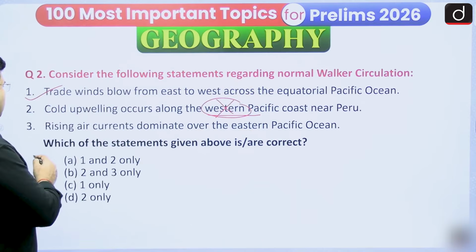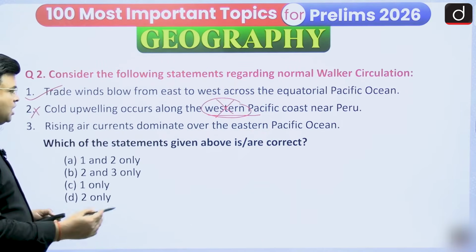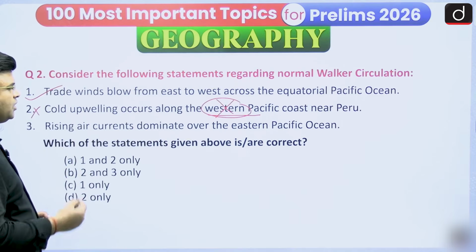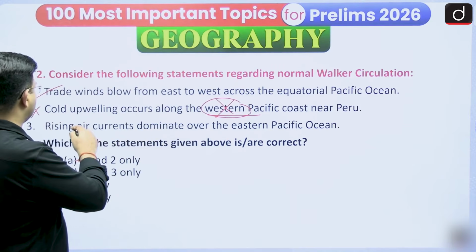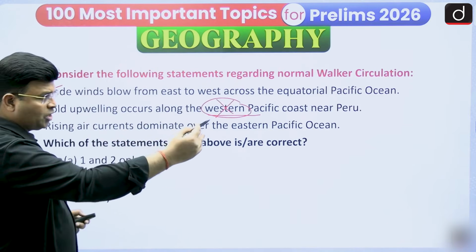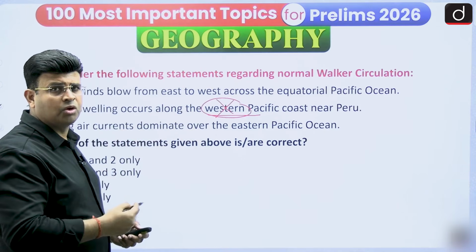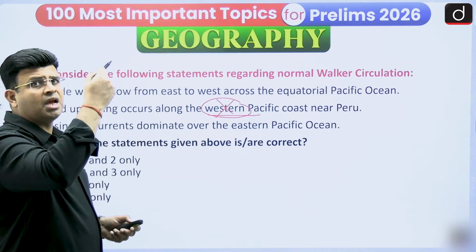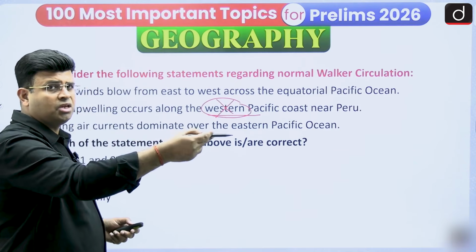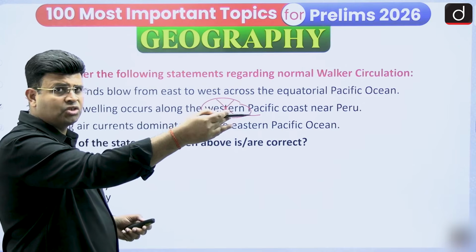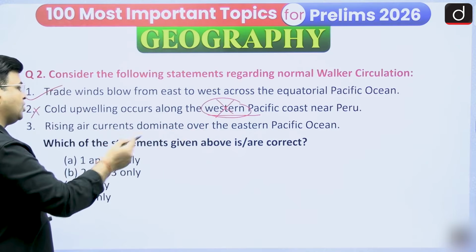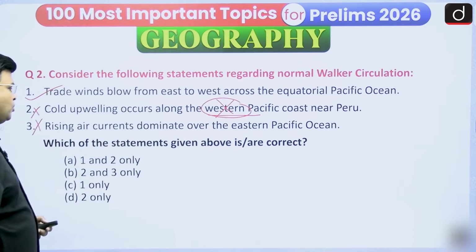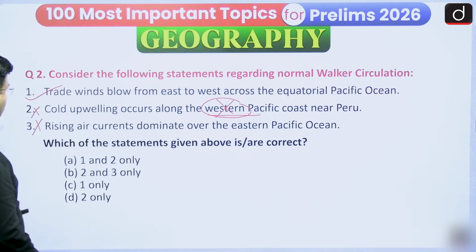The next statement says rising air currents dominate over the eastern Pacific. During the normal Walker circulation, the western Pacific near Australia and Indonesia has hot, warmer water, so the rising air is over the western Pacific, not the eastern Pacific, where cold water upwelling occurs. So this statement is also wrong, and we can say option 1 only is correct.